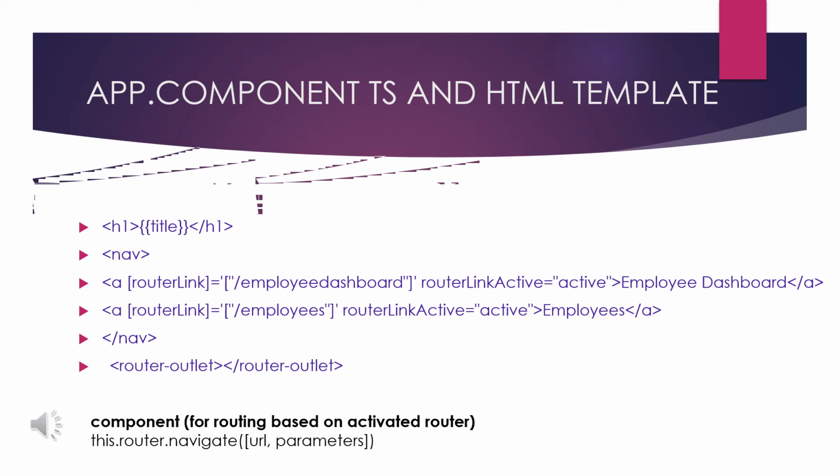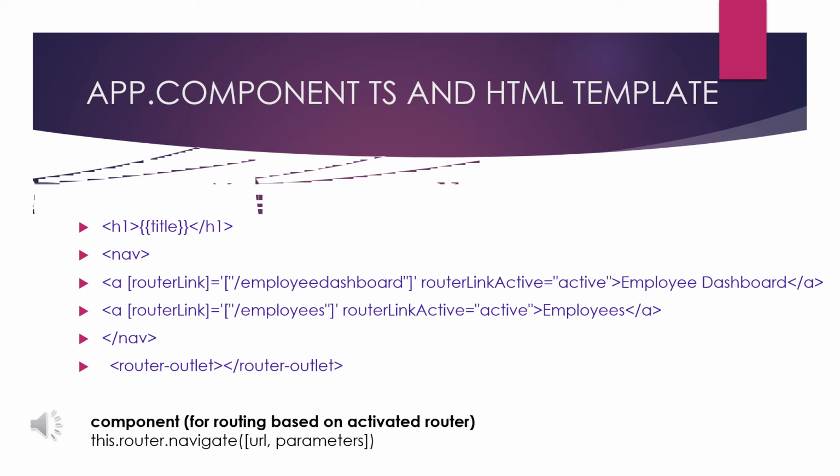The first tag is a routerLink equal to /employee-dashboard, with routerLinkActive equal to active, for the employee dashboard, which means we have an employee dashboard link here. When I click this, this router link will become active and will go to the employee dashboard router. Inside the employee dashboard, I have an employee dashboard component. That component will be loaded, and it will be the active router loaded at the time.